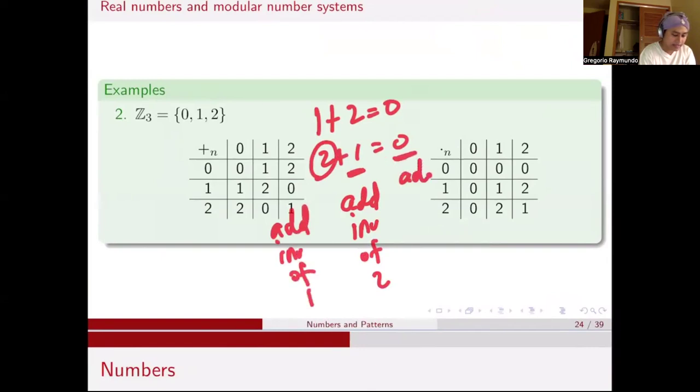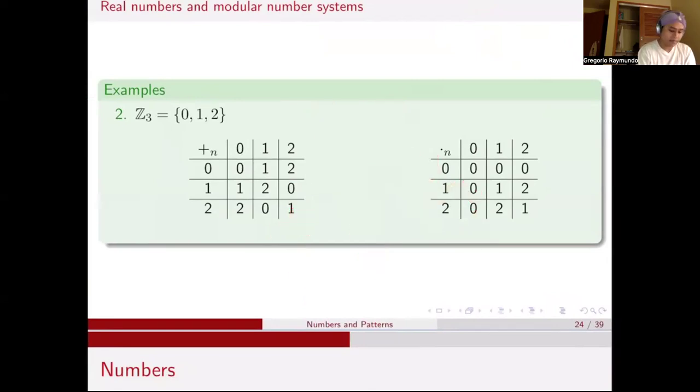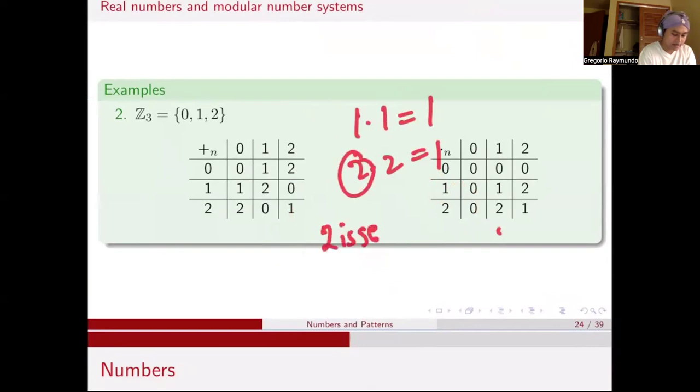0 naman yung additive identity. Ito naman, 1 times 1 is equal to 1. 2 times 2 is equal to 1. So si 2 is self-inverse ang tawag dyan. Self-inverse, o may tawag nga dito sa math, ang tawag namin sa math dito, idempotent.